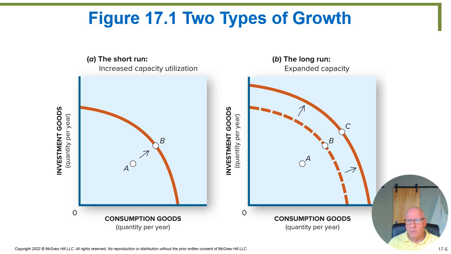Now let's take a look at the right-hand graph. This is the long-run one. We're taking a look at the dashed production possibilities frontier, which was identified in the previous slide, and we're pushing the entire curve farther out so that we can be on a point like C, which is on a new production possibilities frontier farther out. So what can we do to actually shift the productive capacity of the economy? That's what we're trying to figure out.